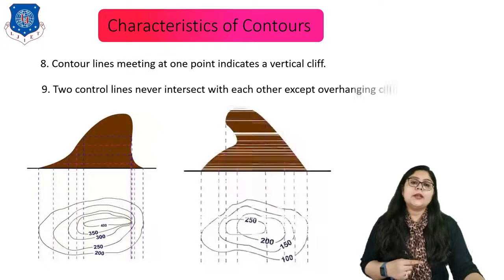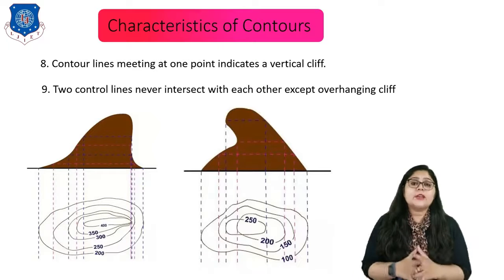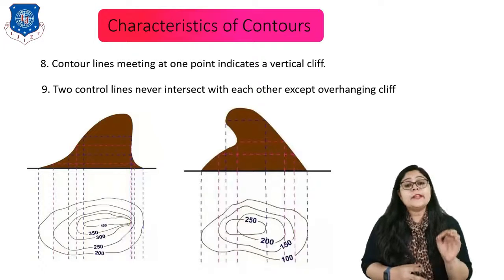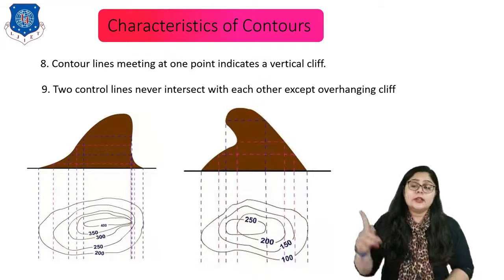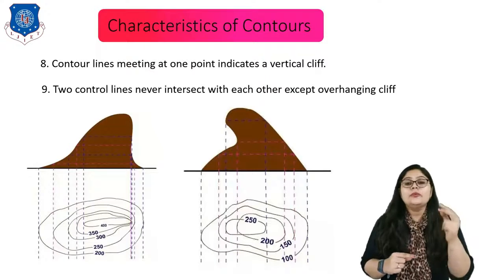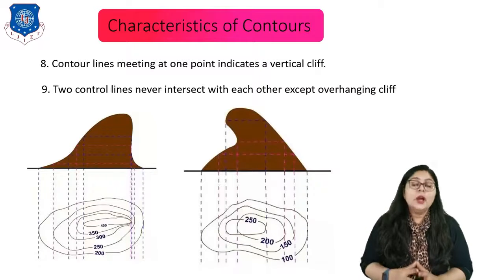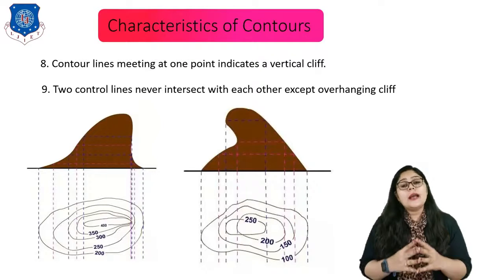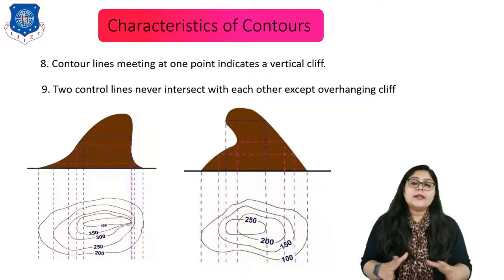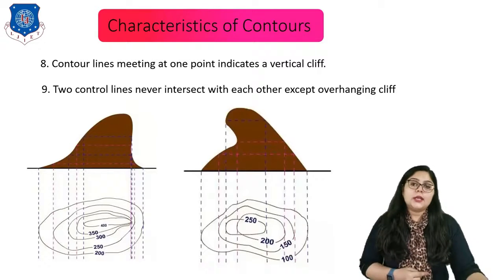Next is the overhanging cliff. As I said, two contour lines never intersect each other except in an overhanging cliff. Specifically in the overhanging cliff condition, here you can see on screen that curves having values which overhang each other are known as an overhanging cliff. So this kind of condition has chances where two contour lines can intersect. Otherwise, they cannot intersect each other, right? So that is all about the overhanging cliff.